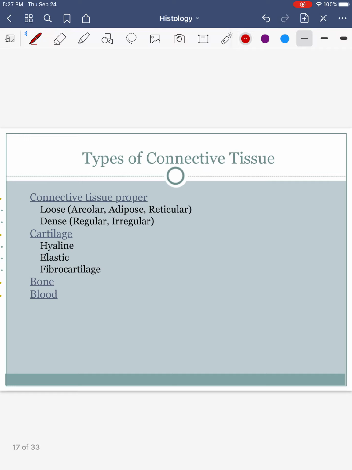All right, we're gonna talk about 1, 2, 3, 4, 5, 6, 7, 8, 9, 10 different types of connective tissues. And this is going to be you when you get an A on the practical because you work so hard.